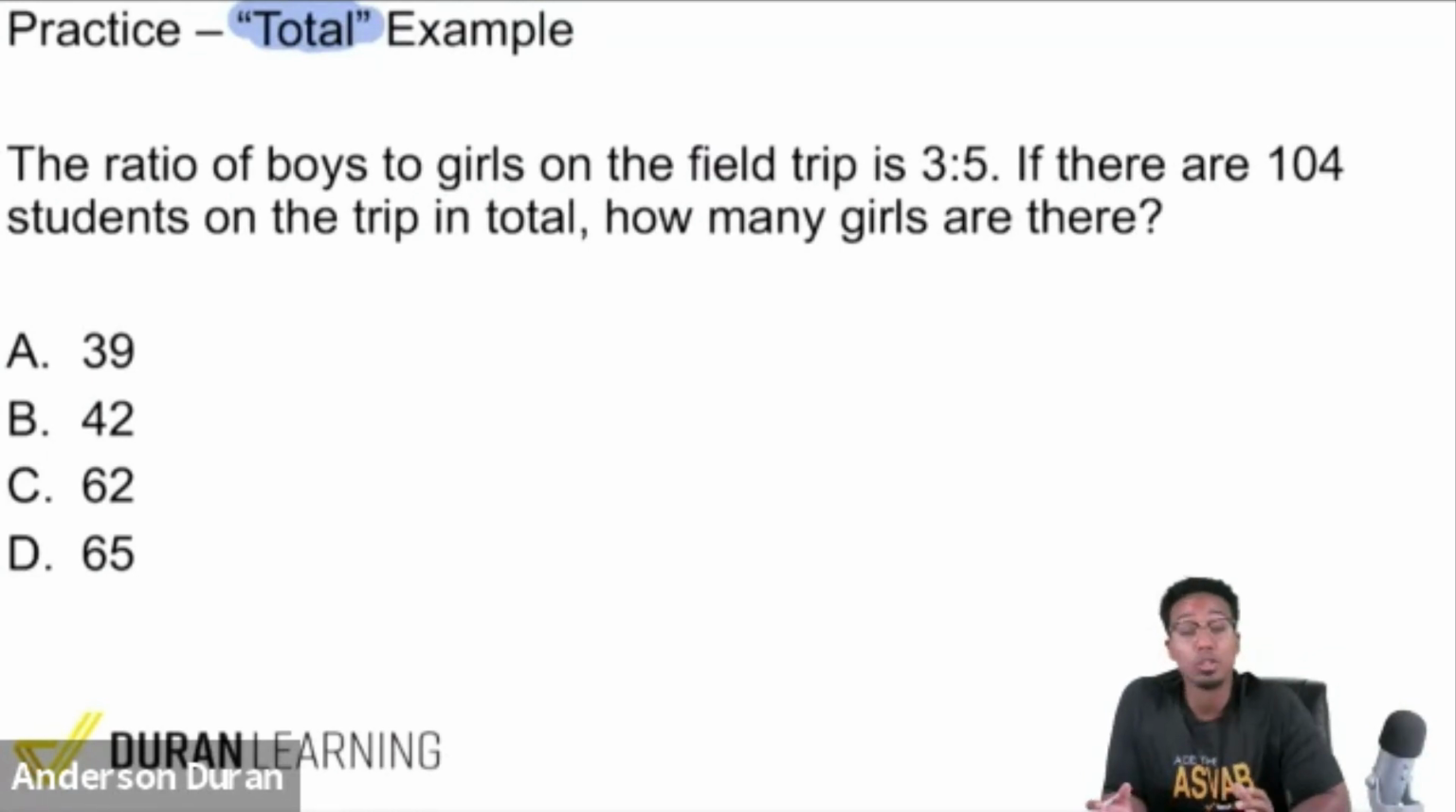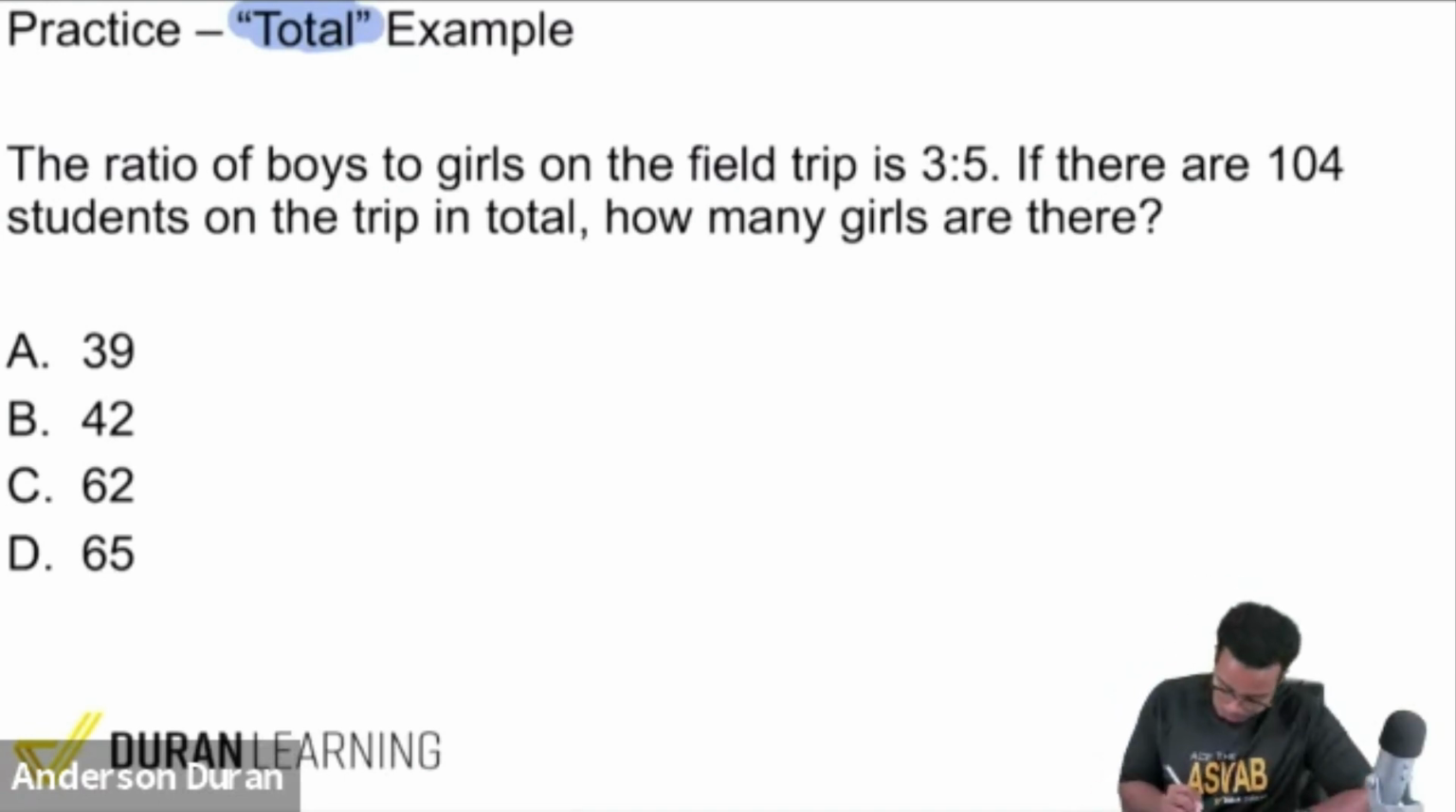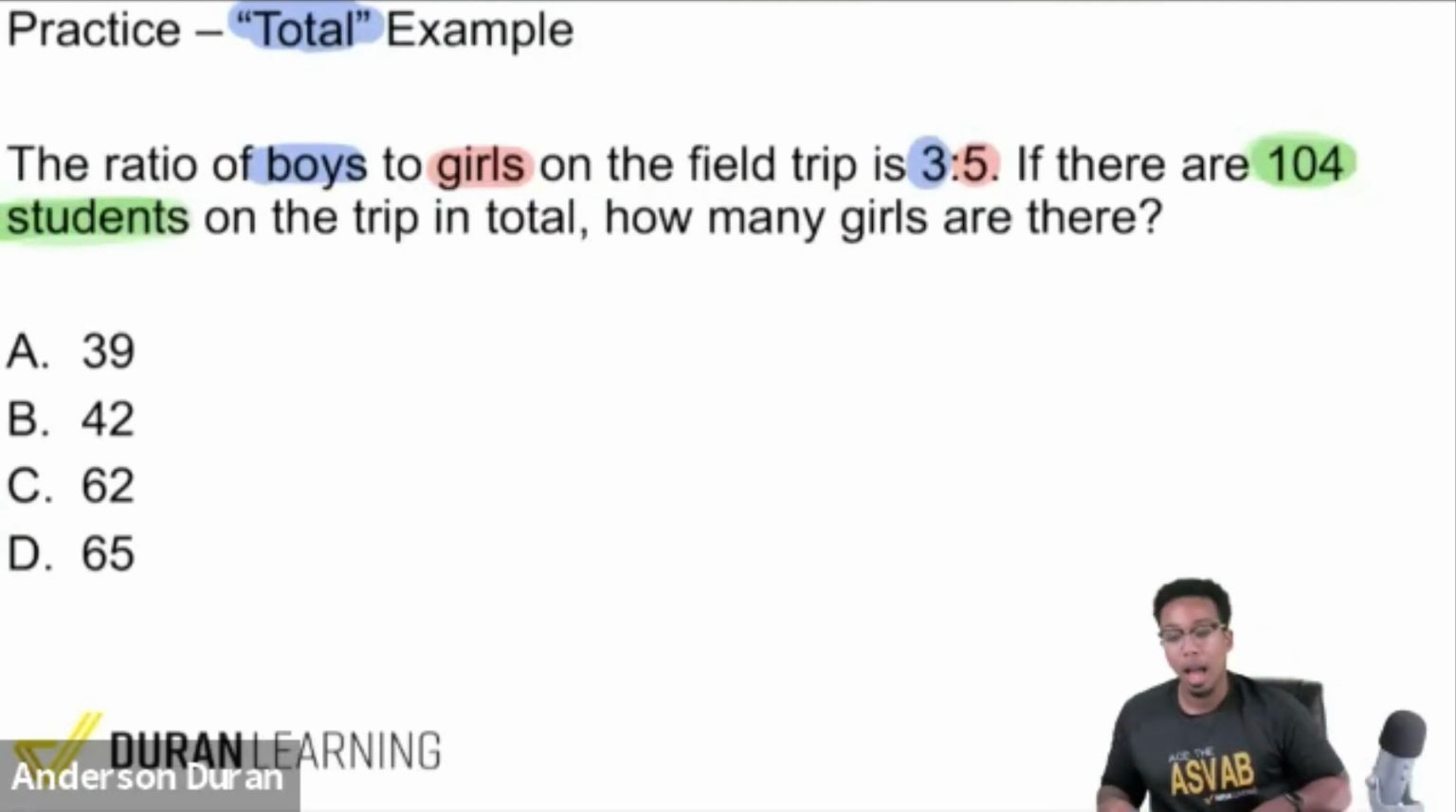Now, what do I mean by total problem? Check it out. They give you the ratio. They tell you boys to girls. So boys to girls is 3 to 5. So they give you the ratio right there. But then they tell you that there are 104 total students. So I'm going to leave that hint for you.